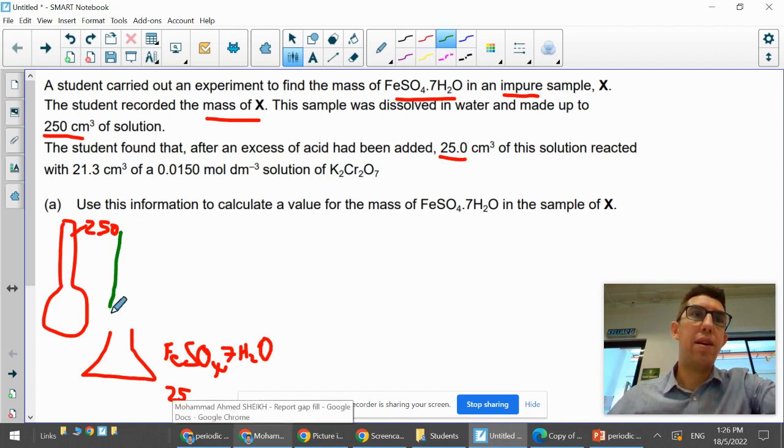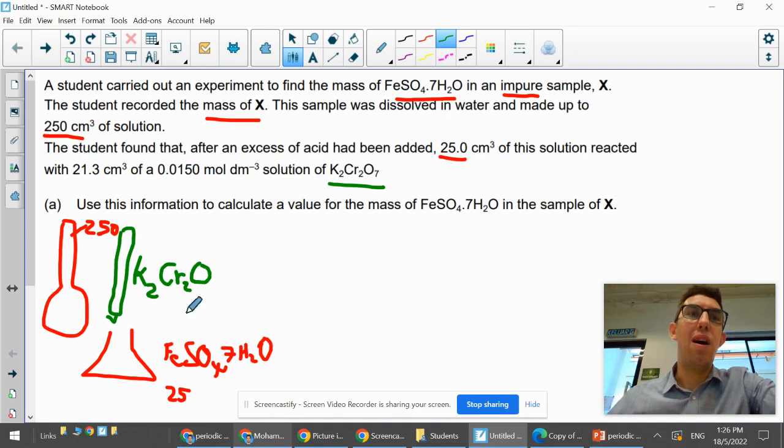Then a titration was done. So we got a burette, and in the burette, the chemical is the potassium dichromate, which is our oxidizing agent. So it's going to react with the iron in the hydrated iron sulfate. It's going to oxidize the iron. If you work out its oxidation state, you should be able to see the iron is currently in its 2+ state, and it's going to get oxidized into its 3+ state.